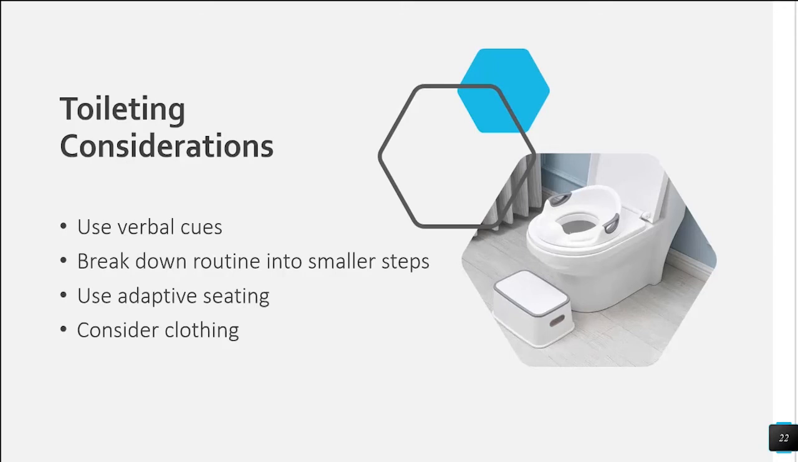When a child is in the process of toilet training, encourage parents to dress the child in clothing that will allow the child to be independent in dressing, such as elastic waistbands and Velcro fasteners. Use verbal cues to assist the child to let them know where items are, and use first-then statements to break down the routine.